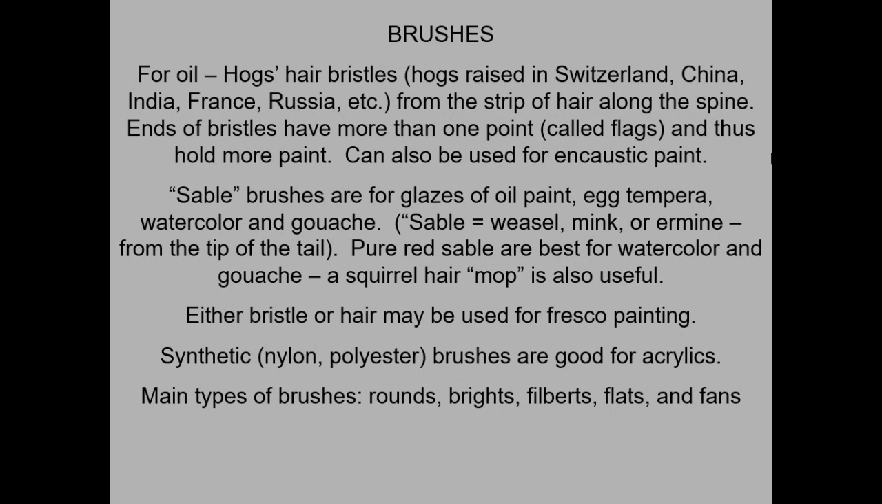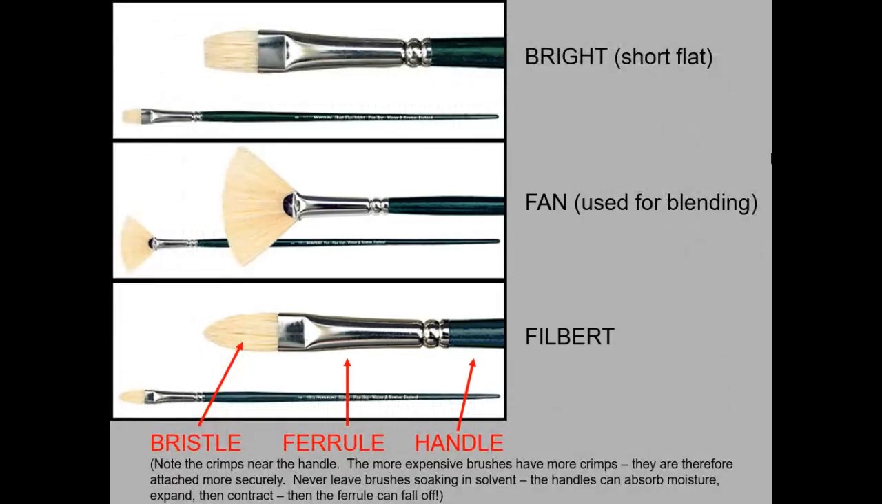Sable is kind of a nice way of labeling the types of animals whose hairs are used for these brushes, but sable really could mean mink or ermine or weasel. They're usually harvested from the tip of the tail. We also have synthetic brushes that are good for acrylic paints.